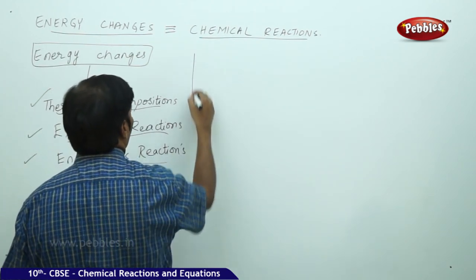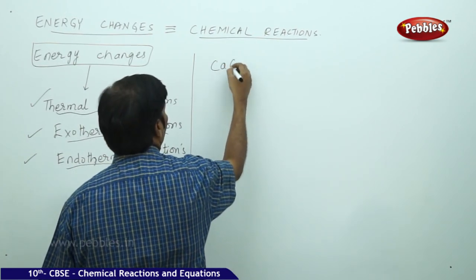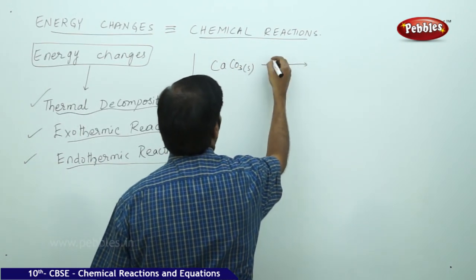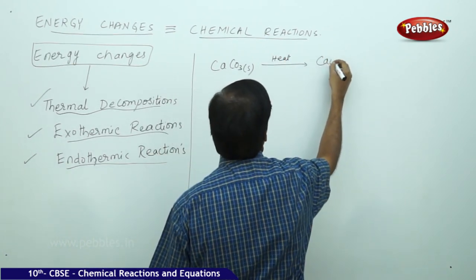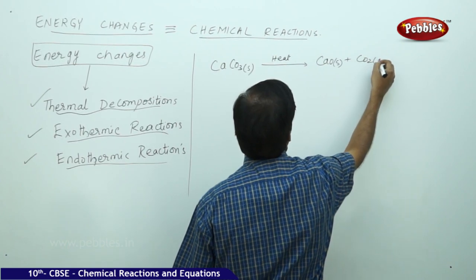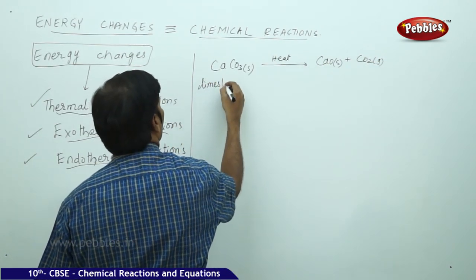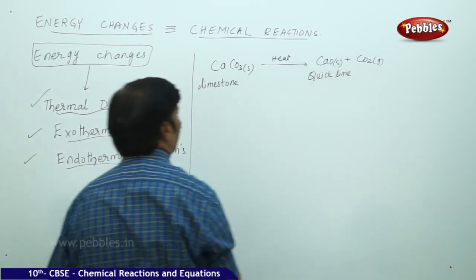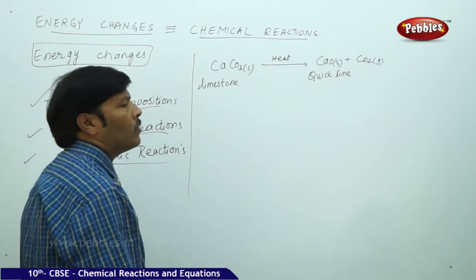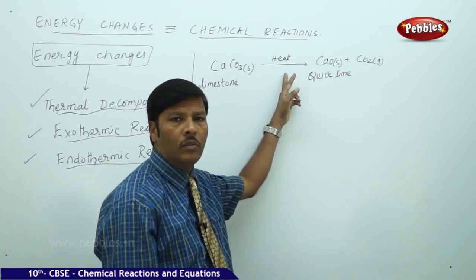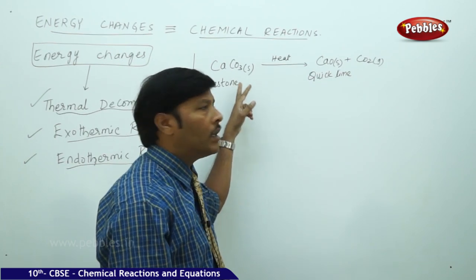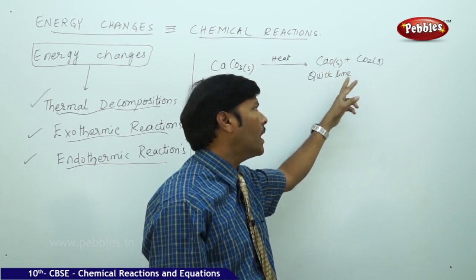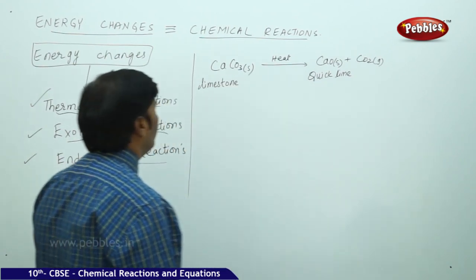So here, if you are taking thermal decomposition, take CaCO3 solid, this is limestone. Upon heating, you heat it, it gives calcium oxide plus carbon dioxide gas. Mind you, this is limestone, and this is quicklime. So that means you are supplying heat here. That means the limestone in the form of calcium carbonate is getting decomposed. One single compound, upon heating, is able to give two products. One product is calcium oxide, otherwise we call it quicklime, and also the carbon dioxide gas is evolved. This is one type of thermal decomposition.